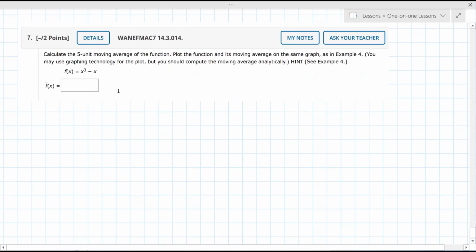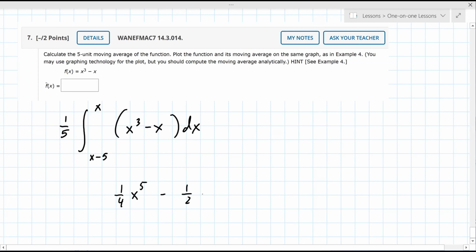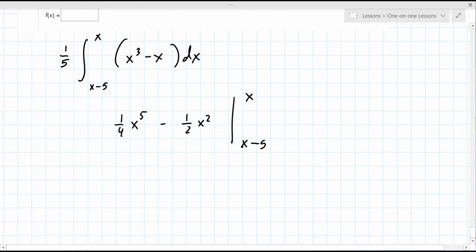All right, calculate the 5-unit moving average. So we know that this is the integral of x minus 5, 1 over 5, x cubed minus x. So the antiderivative is the 1/4 x to the 4th minus 1/2 x squared. Now the nice thing about WebAssign is you don't have to do all this simplification. You can bring that 1/5 down. We'll say 1/20th, and then you insert that top x.